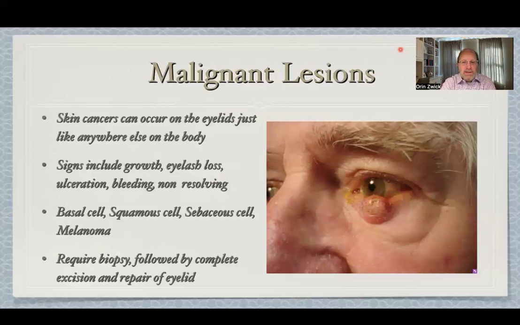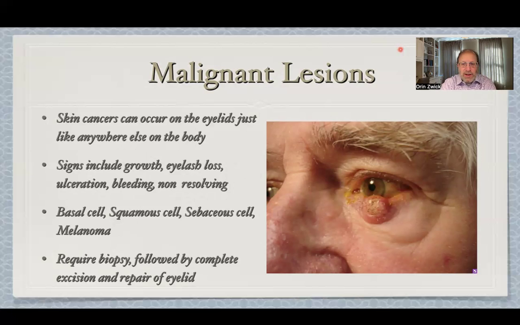Now let's move on. These are the ones that you don't want to miss. Malignant lesions. Skin cancers occur anywhere on the body, but can certainly present on the eyelid. And oftentimes they're non-painful, so it's up to you to figure out, is this something that needs to be dealt with? Because you could save a patient's life if you manage and treat this properly.